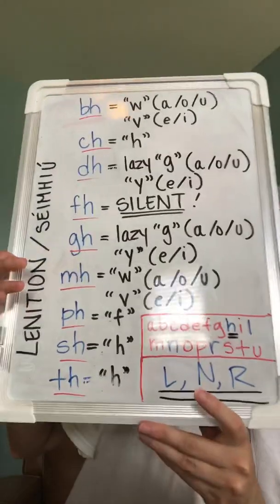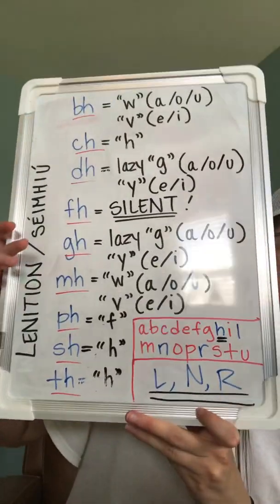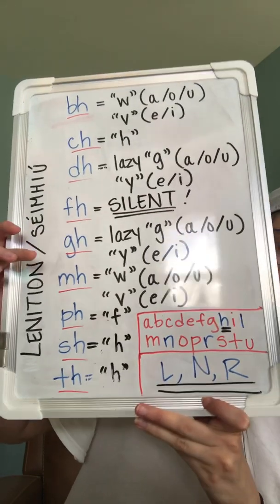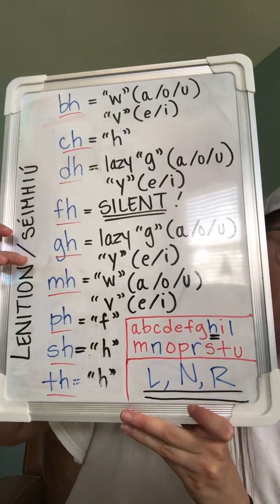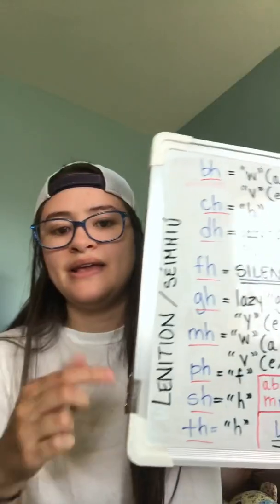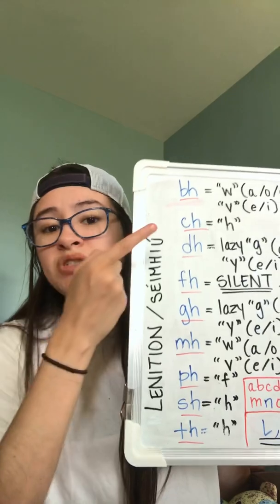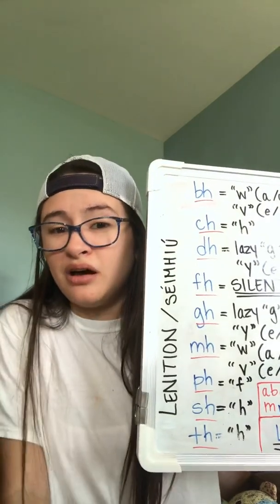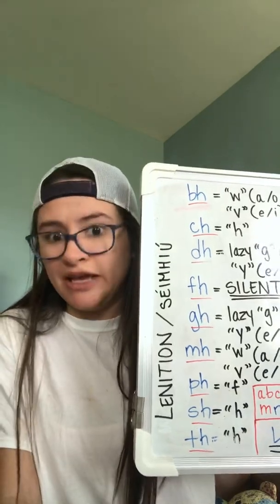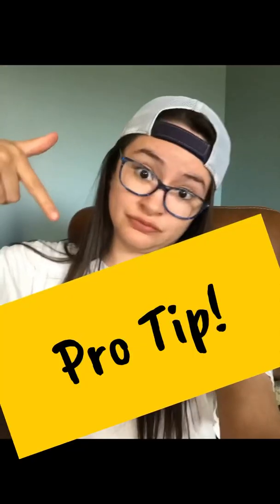Now, the rest is even easier. PH makes an F sound no matter what. SH makes an H sound no matter what. TH makes an H sound no matter what. Now, unlike CH, where it can make a different sound in other dialects, SH and TH will just make a soft H sound throughout the dialects.